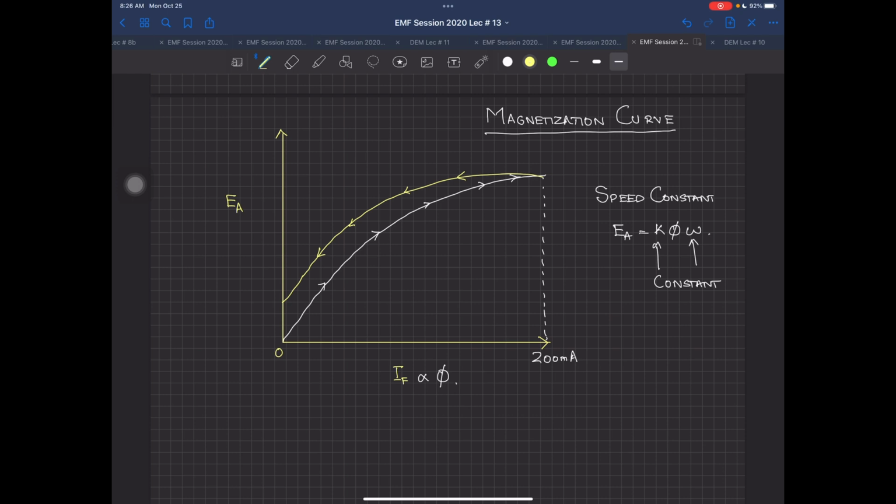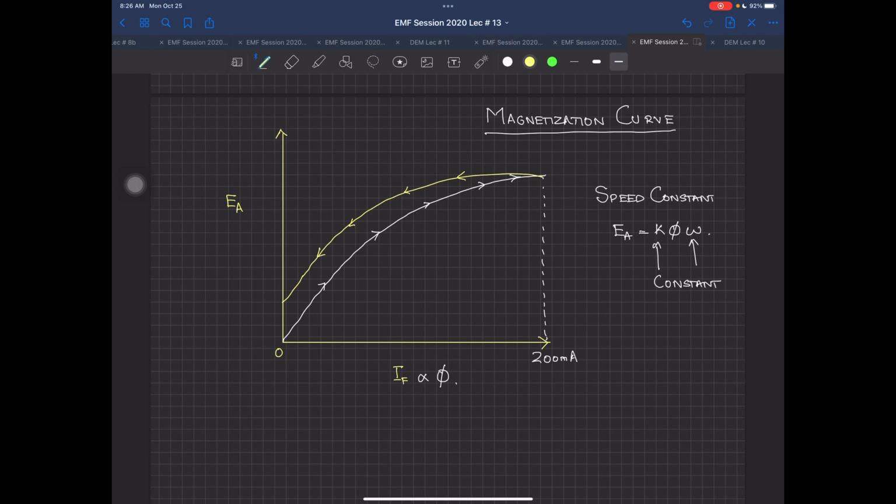Now, this ascending and descending curve difference is telling you about the retention of magnetism inside the poles, which is the ferromagnetic material of your machine. This magnetization curve is plotted with the assumption that your speed is constant, and during the whole experiment, whoever is doing it has to make sure that the speed remains constant.